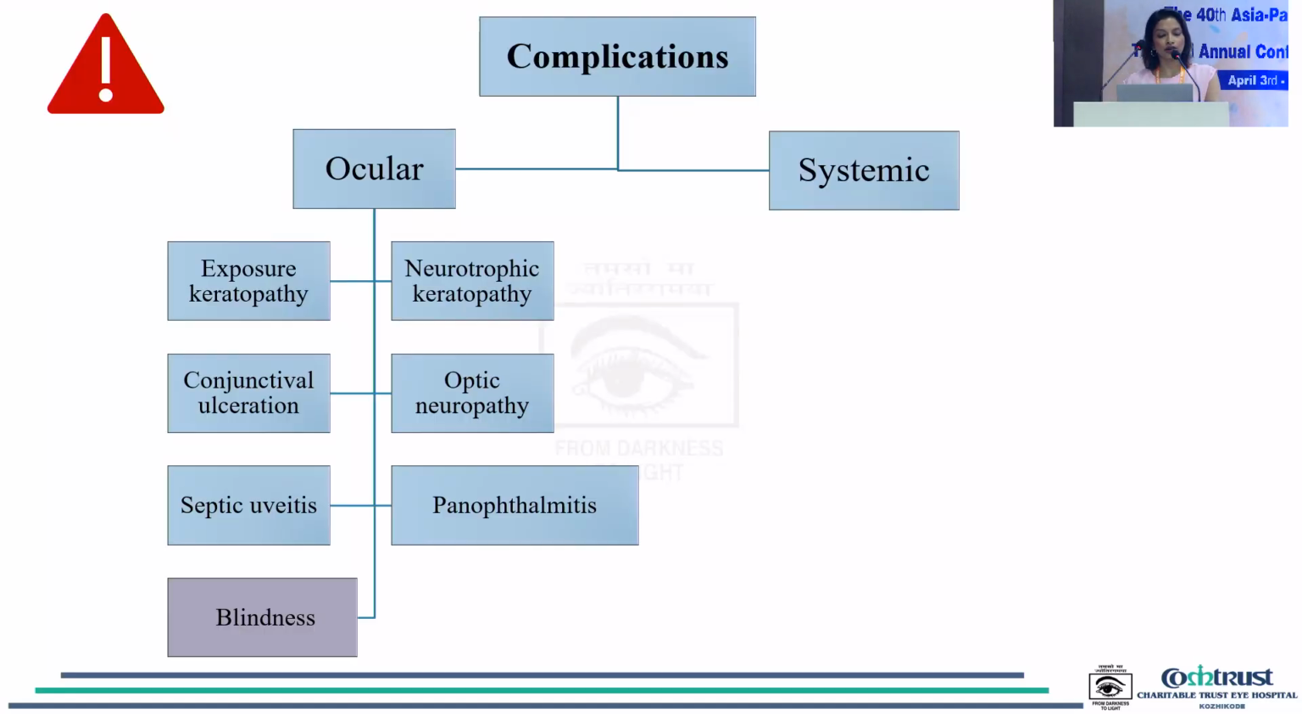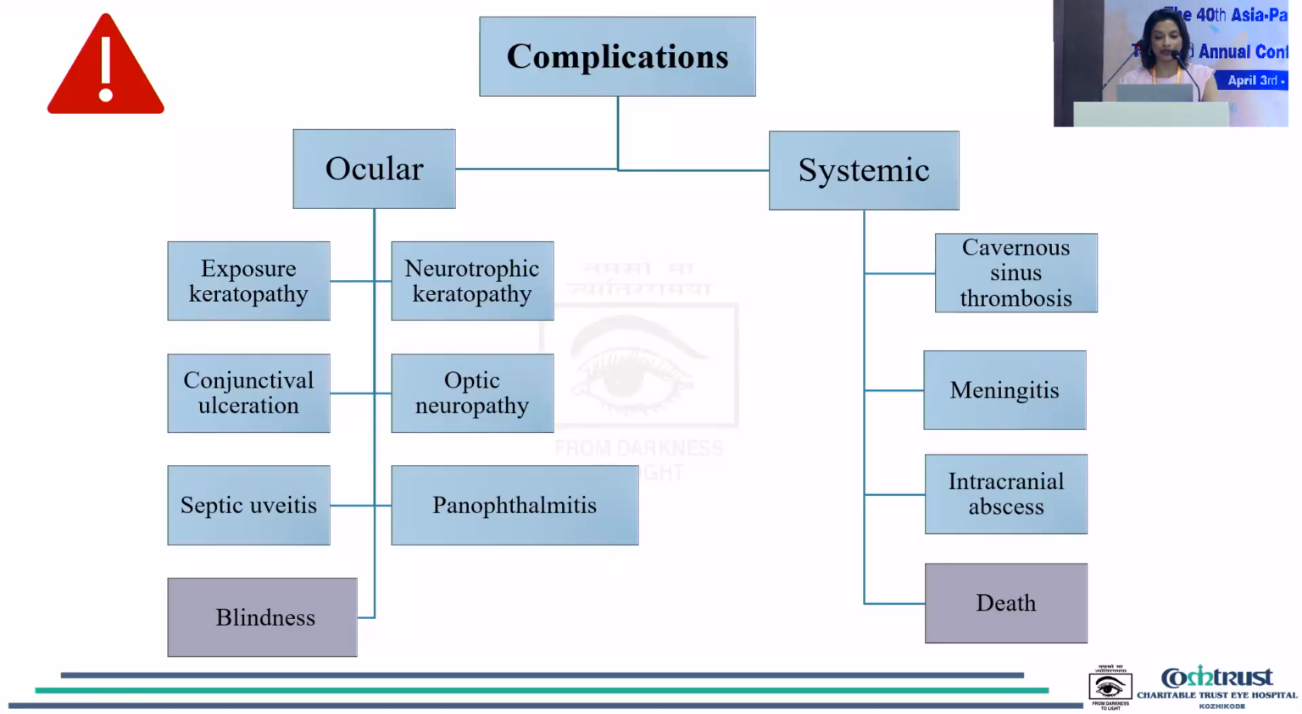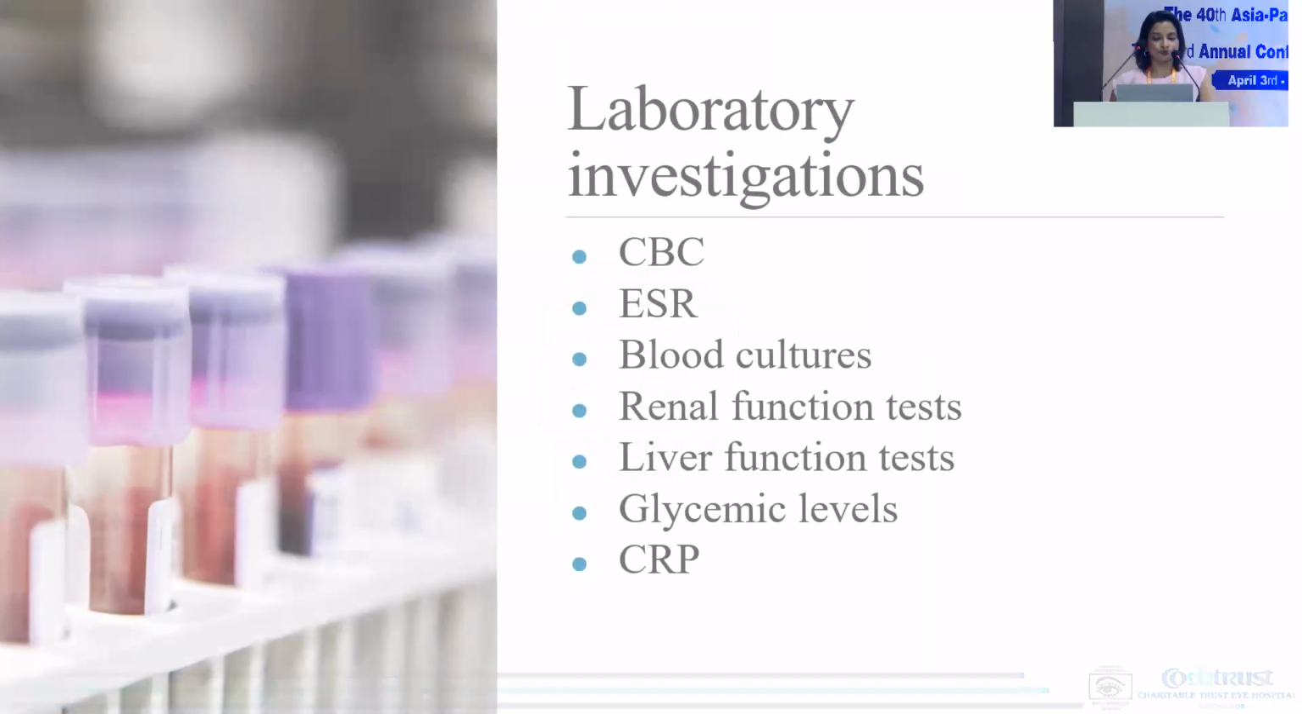Here are a few, and you can also note that it can result ultimately in blindness. Similarly, this infection can progress to an orbital abscess, and due to the proximity of the brain, it can lead to a brain abscess, and ultimately it can even result in death.